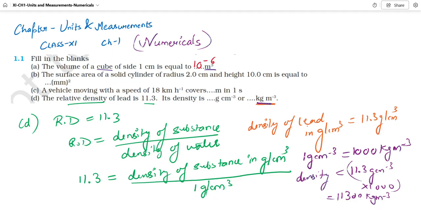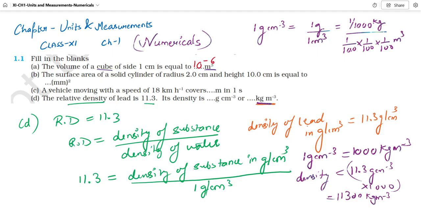Okay, but class, do you want to learn how we have obtained this thing, multiplying by 1000? Okay, let's try and convert it. Just see over here on the screen. 1 gram per centimeter cube is basically 1 gram upon 1 centimeter cube. Gram means how many kgs, class? 1 upon 1000. Okay, and in 1 centimeter there are 1 upon 100 meters. So 1 upon 100 into 1 upon 100 into 1 upon 100 meter cube. So as you can see, these three zeros will be cancelled by this one.